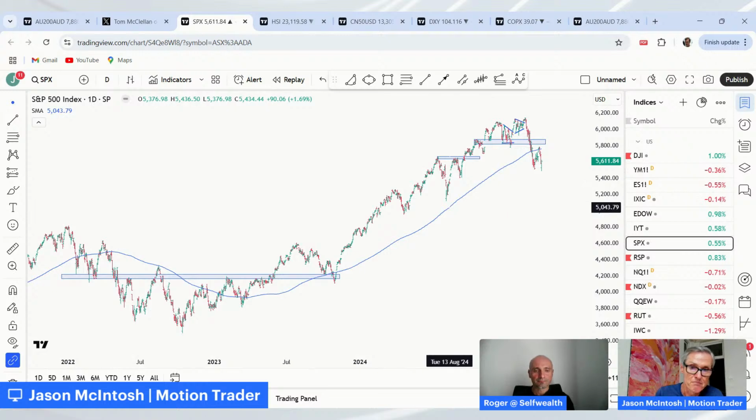Yeah, I've bought bits and pieces over the last couple of weeks, but I think there might have been one or two gold stocks in there. There was a stock.